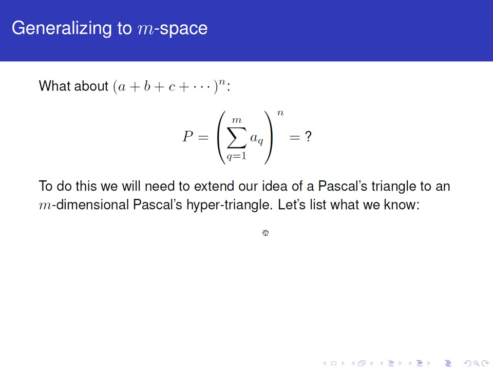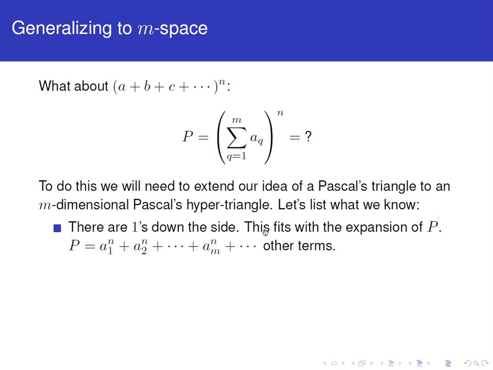Well, first let's talk about a few properties that we expect to know. Well, one is we expect there to be terms that are a1 to the n, a2 to the n, and so forth. So we'd expect to see that, just like we did when we had (a + b)^n, right? We had an a to the n, we had a b to the n. Well, if we had a plus b plus c, we'd expect that we would have an a to the n, a b to the n, and a c to the n. That's all I'm saying here.